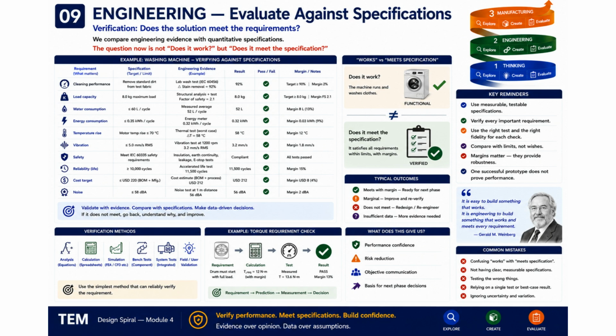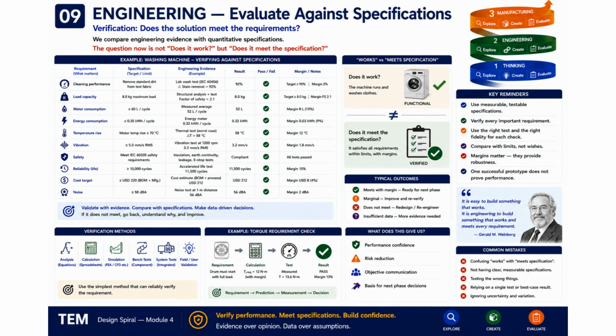We have explored the technical solution and created engineering evidence. Now comes evaluate at the engineering level. Here, the question is no longer simply, does it work? The much more important question is, does it meet the specification? A washing machine may successfully wash clothes and still be a poor engineering design.